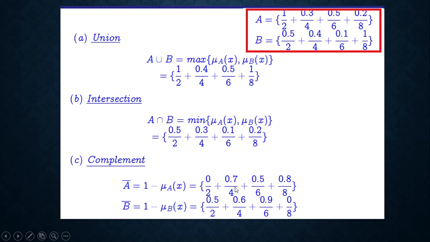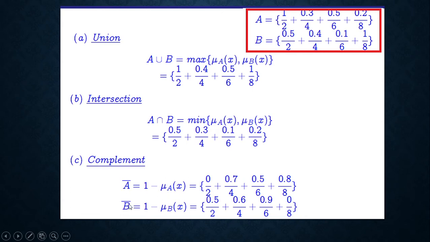For element 4, you have to subtract 0.3 from 1. So it is 1 minus 0.3, it is 0.7. Similarly, for element 6, you have to subtract 0.5 from 1. 1 minus 0.5 is equal to 0.5, and you can apply the same operation to element 8. And the resultant answer for A complement is given.